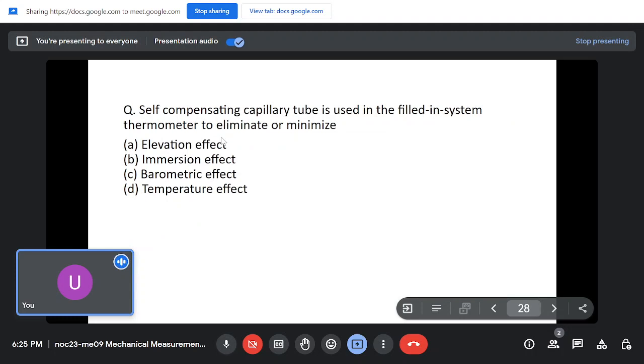So moving on to the next question. Self-compensating capillary tube is used in the filled-in system thermometer to eliminate or minimize: option A, elevation effect; option B, immersion effect; option C, barometric effect; option D, temperature effect.